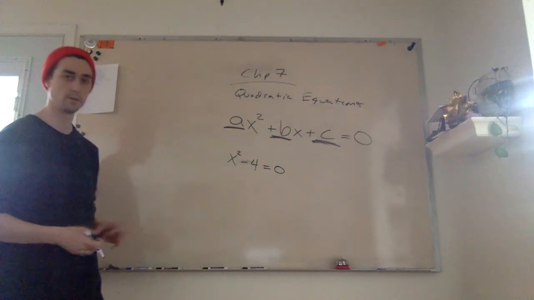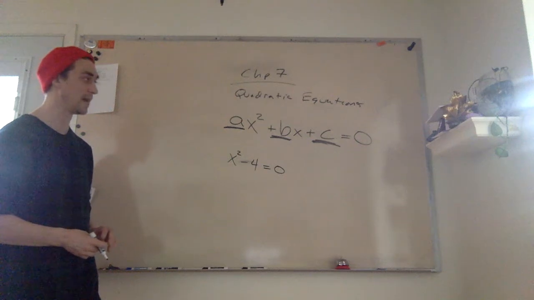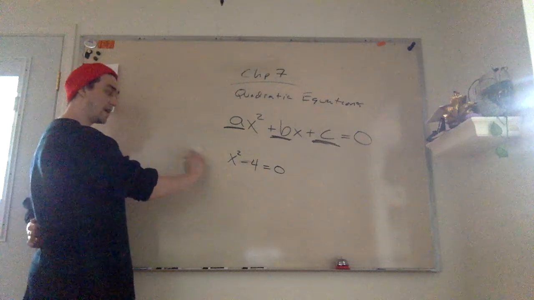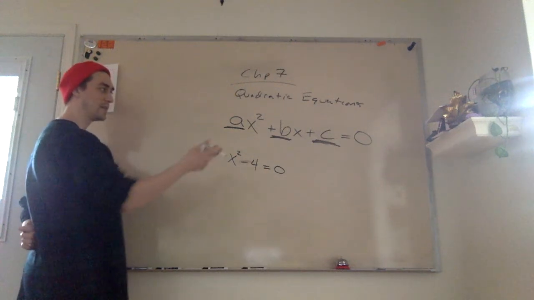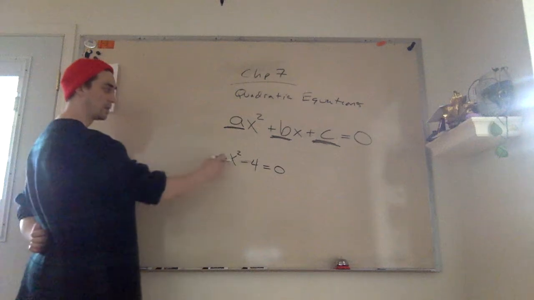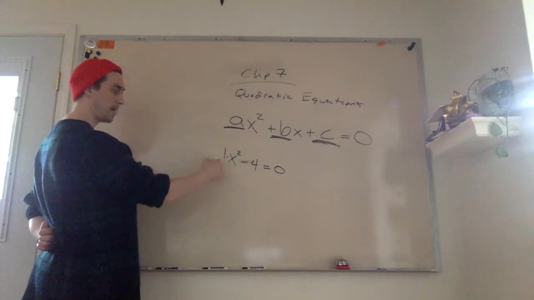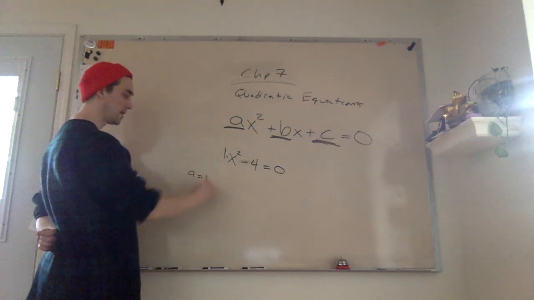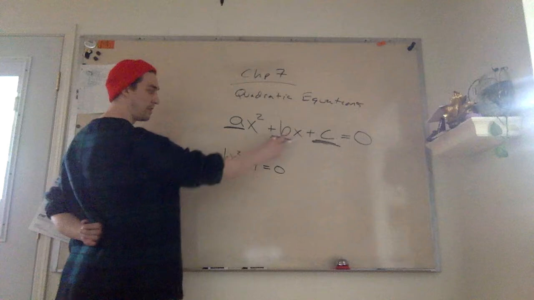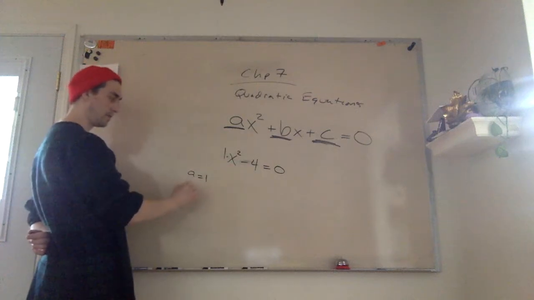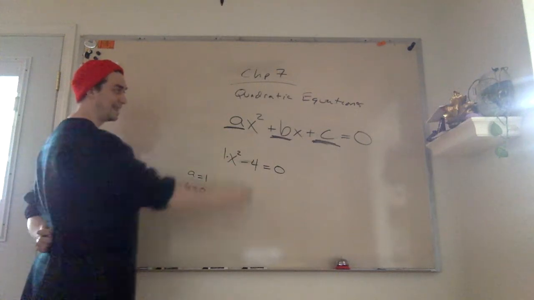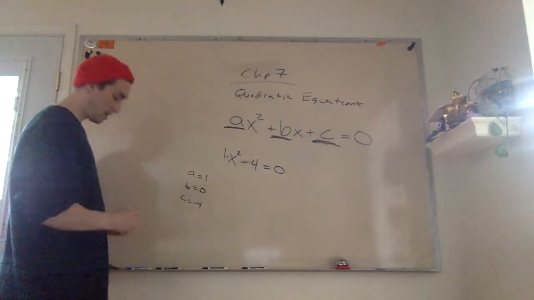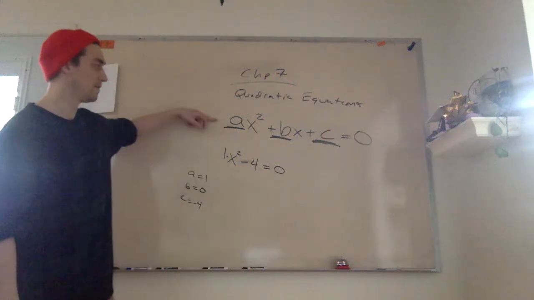A good thing to do when you're solving quadratics is to identify a, b, and c straight away. So if you were asked to take the quadratic and identify a, b, and c from the standard form, you would say, all right, well, a in this case is 1. A is the thing being multiplied by x squared. B is the thing being multiplied by x. There is no x here, which means it's 0. And c is just the additional number, which in this case is negative 4.